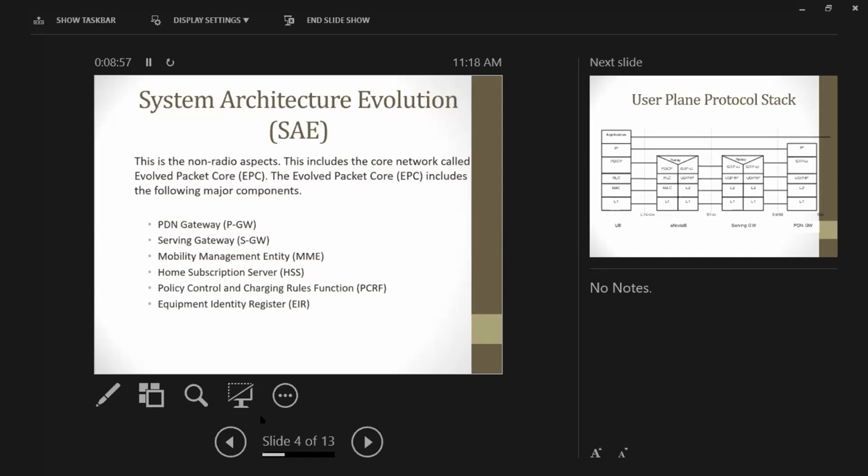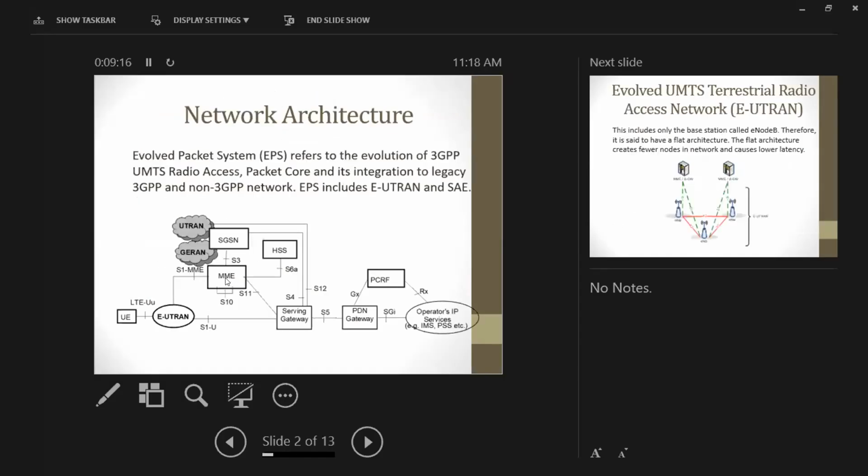So this HSS, why is it not moving? Okay, so this HSS is connected here with the MME, and the PCRF is connected to the PDN gateway.